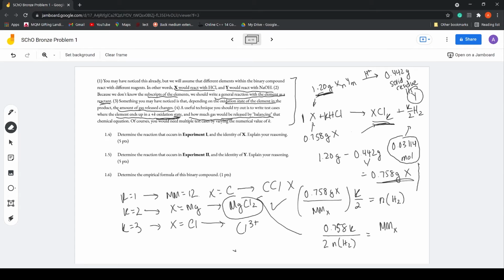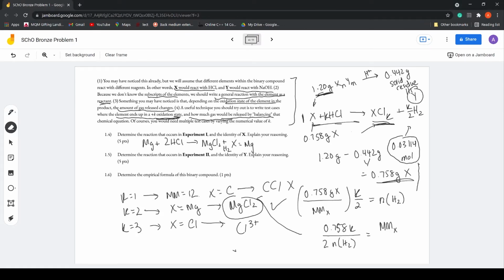Magnesium is the only one that makes sort of any sense. So we're going to say that X is magnesium. And now we want to write the entire reaction because it says determine the reaction. So let's just substitute X for magnesium. And K, now we know K is 2. So we should get Mg plus 2HCl goes to form MgCl2 and hydrogen gas.